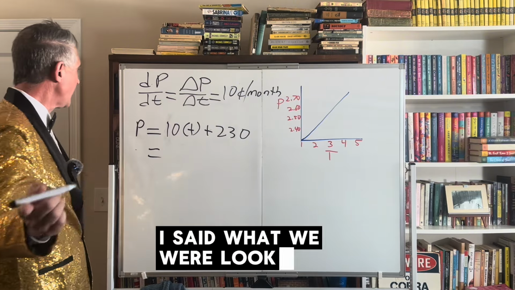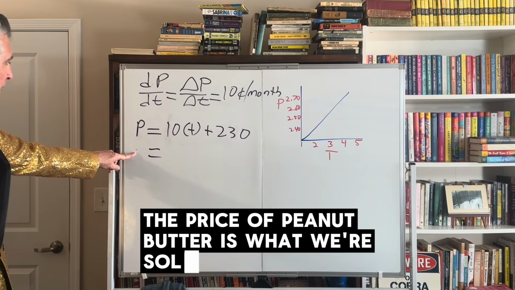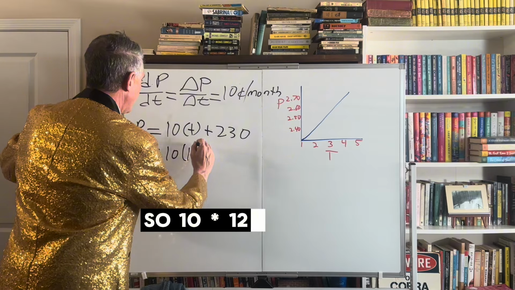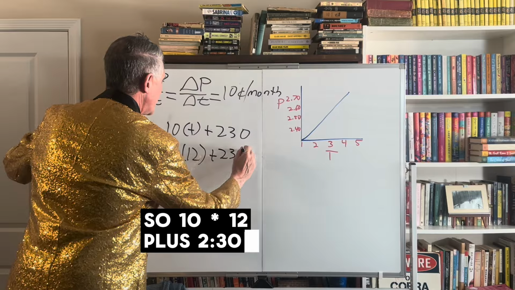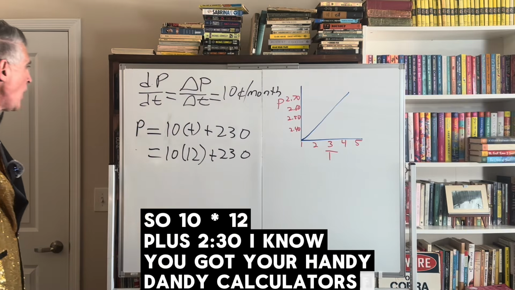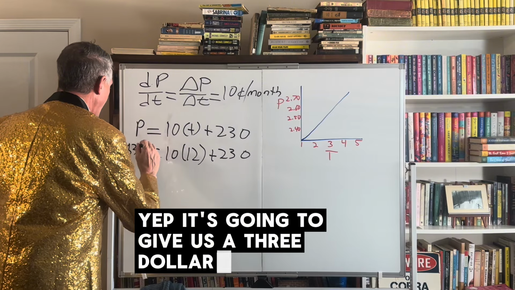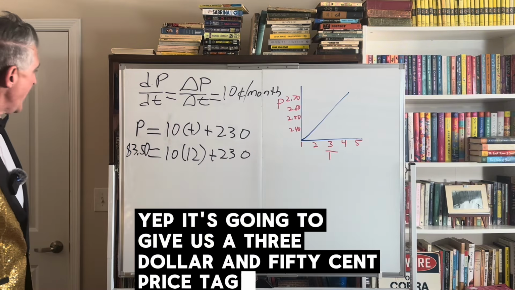I said what we were looking for. The price of peanut butter is what we're solving for a year from now. That's 12 months out, isn't it? So 10 times 12 plus 230. I know you've got your handy dandy calculators. What is that going to give us? Yep, it's going to give us a $3.50 price tag.